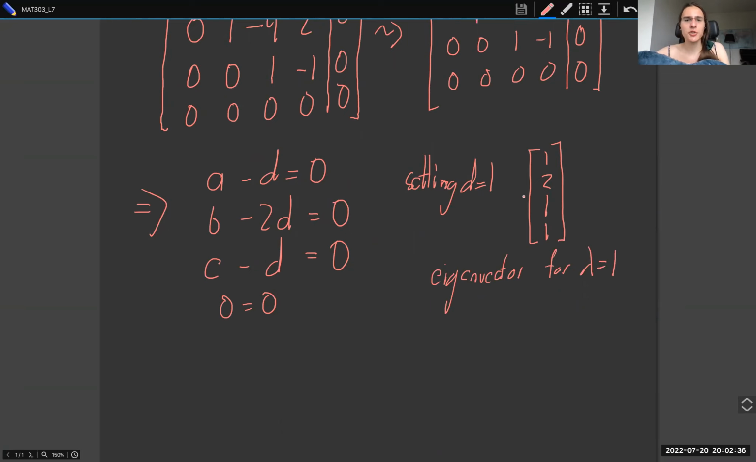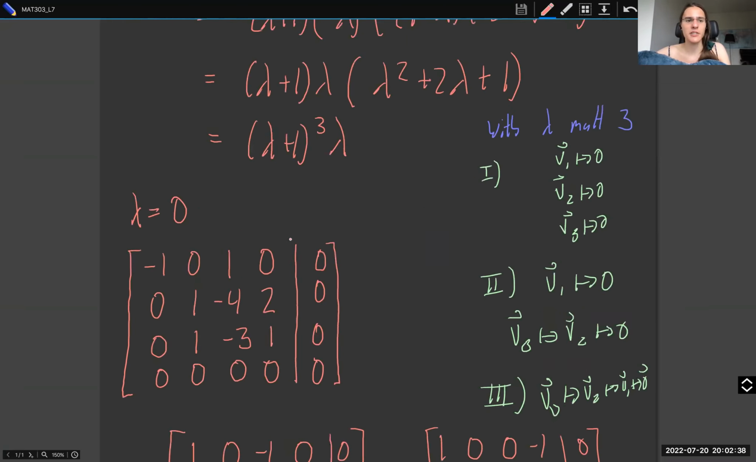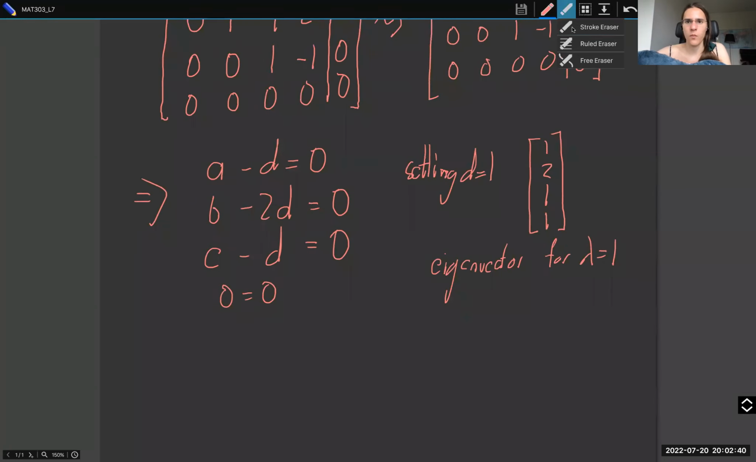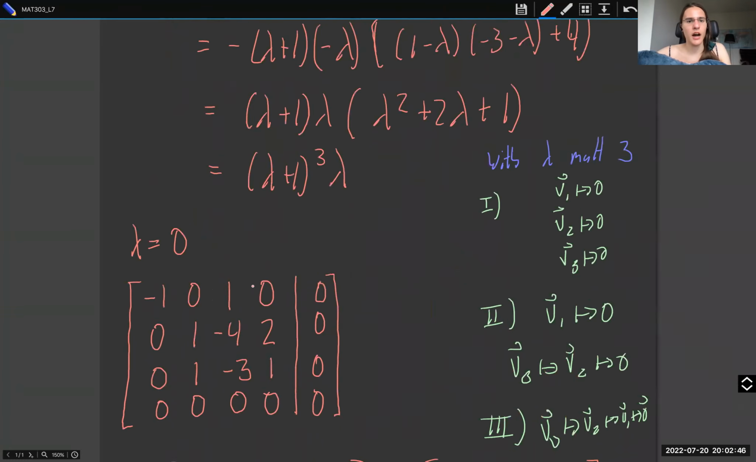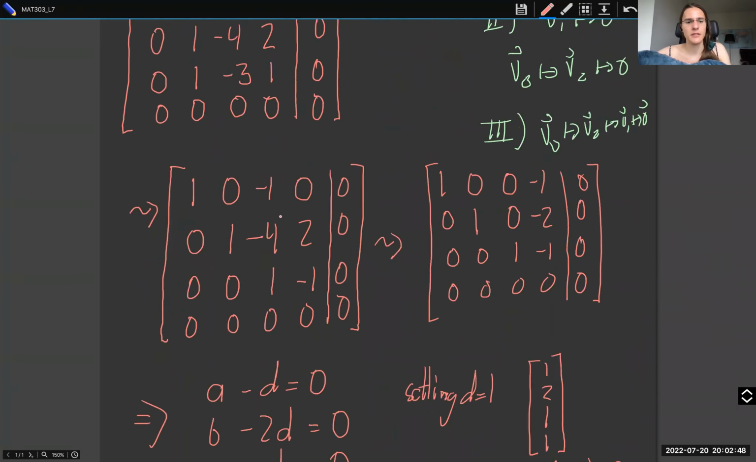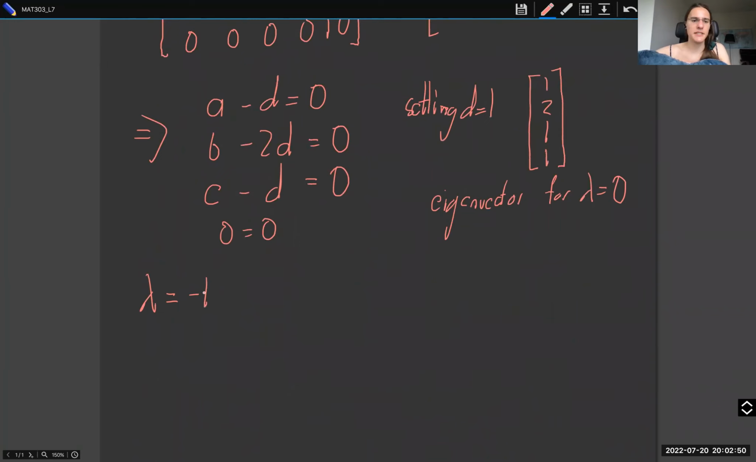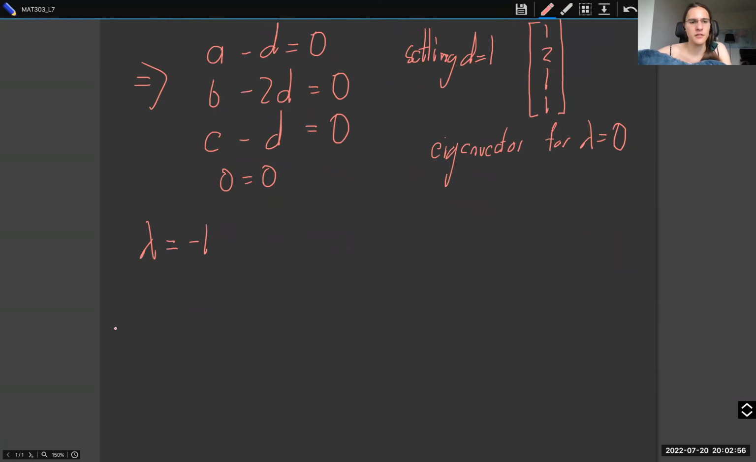And now we have to do the case of lambda, sorry, for lambda equals 0. And now we're doing lambda is equal to -1. Except we're going to take a break and we're going to resume after. Let's just take an 8-minute break and let's resume at 8:10.